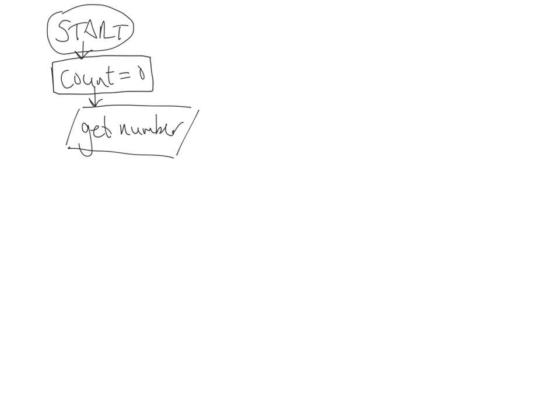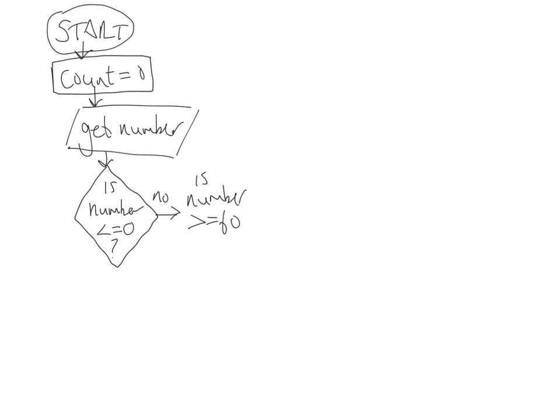And then I've got to validate it. So let's validate it using a decision. Is the number less than or equal to 0? Or you could have said less than 1. And if that is not the case, we're going to also test it and say, is the number greater than or equal to 60? That's the upper range of our input validation.